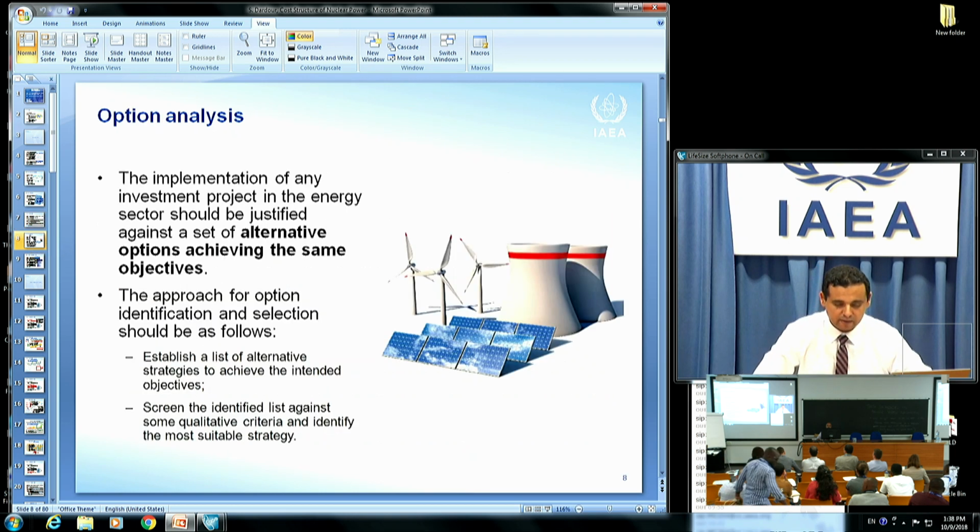Slide 8. Now we are talking about why we invest in energy projects. We invest in energy projects to achieve a number of objectives, like addressing an increase in demand for electricity in a given country, or to address some concern related to security of supply or mitigation of climate change.